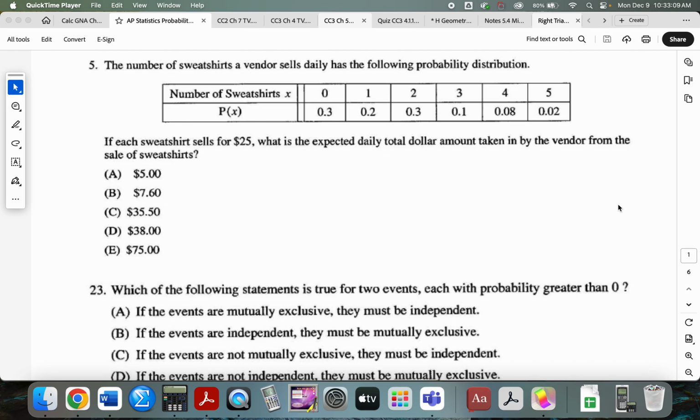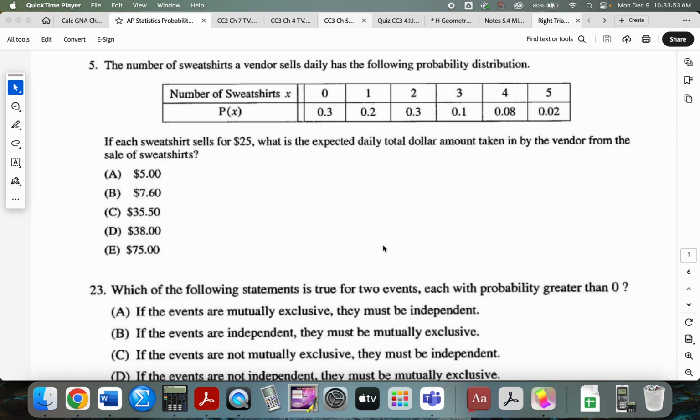So, the number of sweatshirts a vendor sells daily has the following probability distribution. If each sweatshirt sells for $25, what is the expected daily total dollar amount taken in by the vendor for the sale of sweatshirts? So there are two different ways we can approach this. I'll take a suggestion. We do the expected amount equals 0 times 0.3 plus 1 times 0.2 plus 2 times 0.3. And then add them all together. Then multiply by 25.